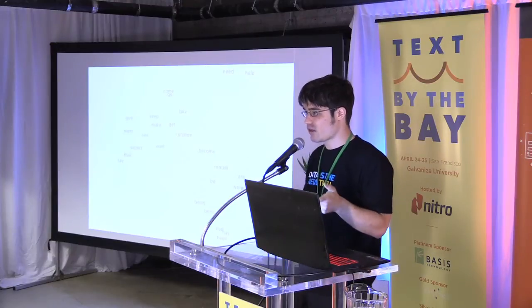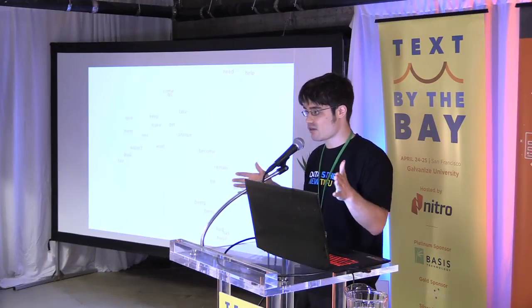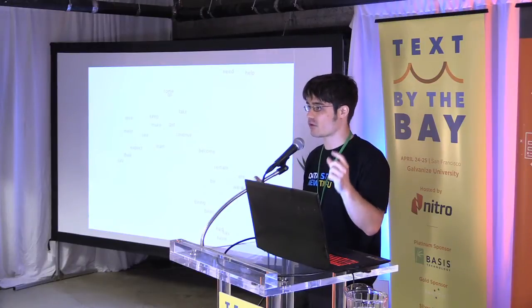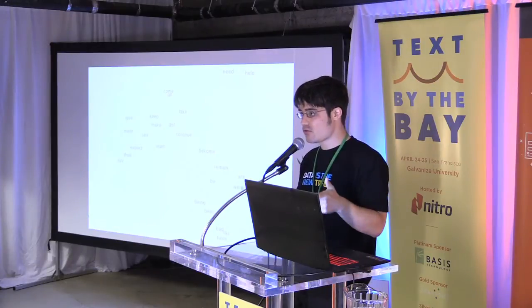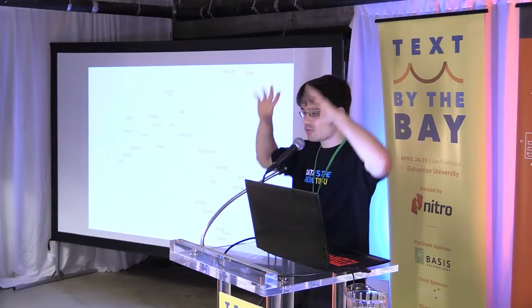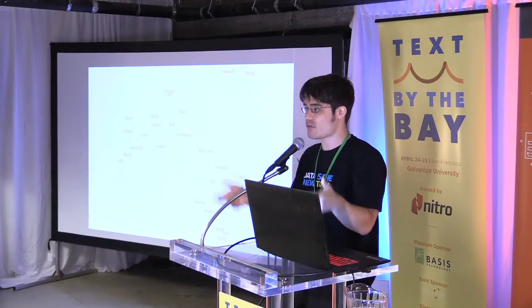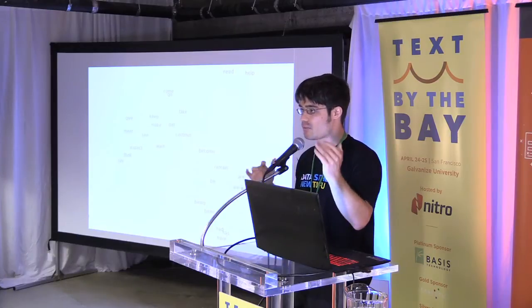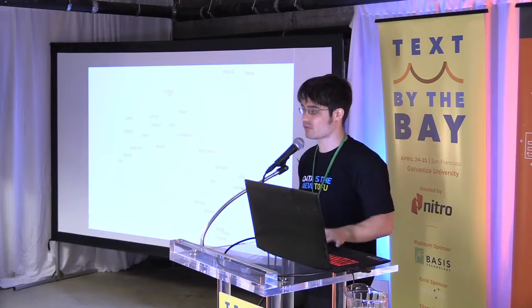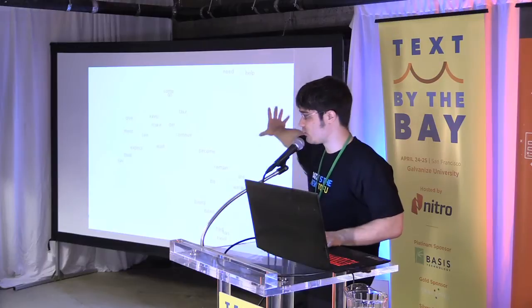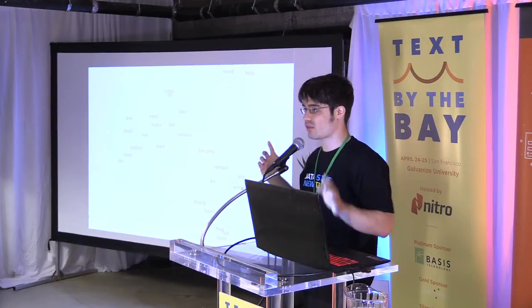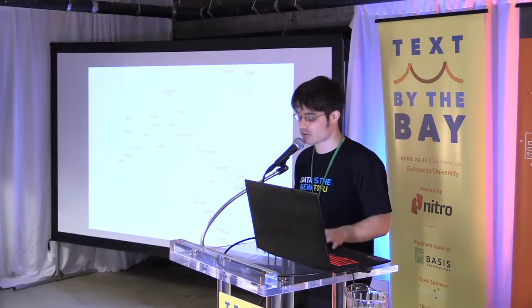t-SNE is an algorithm for finding the likelihoods of words or features co-occurring with each other. You use something called an SP tree or VP tree, a vantage point tree, to learn likelihoods of words being next to each other. It's a spatial embedding, and you can use that to build this visualization. What it does is find words that should be near each other.